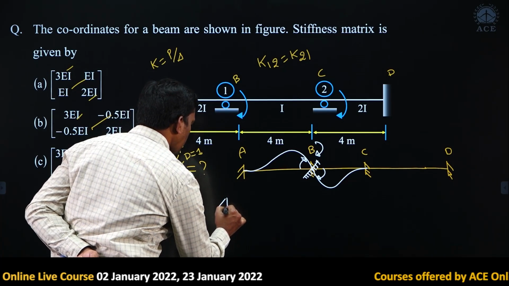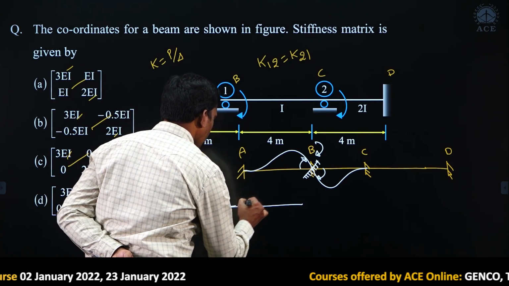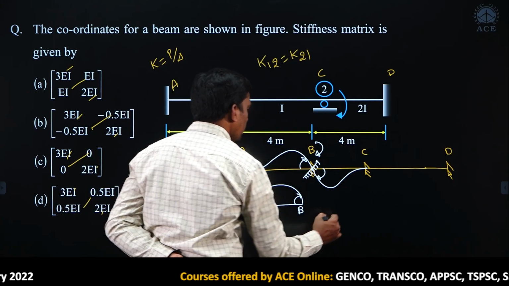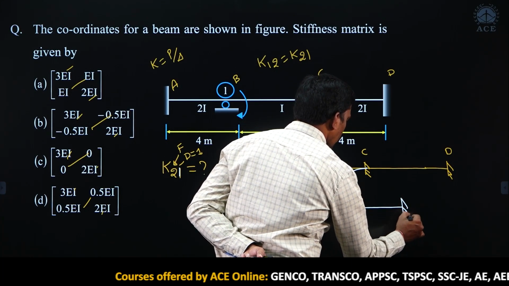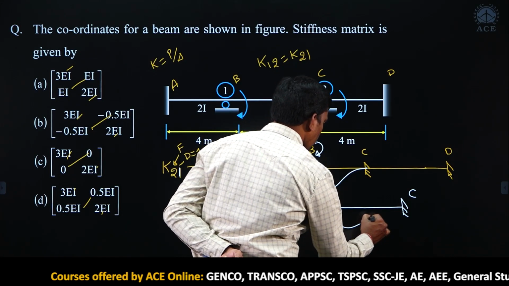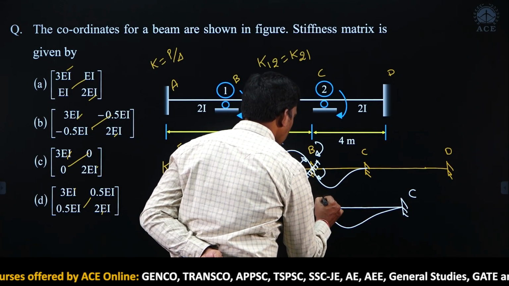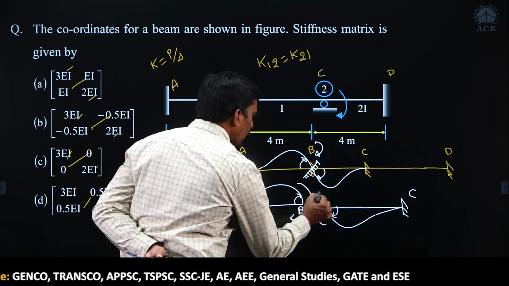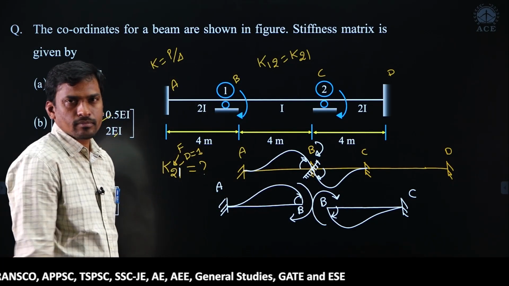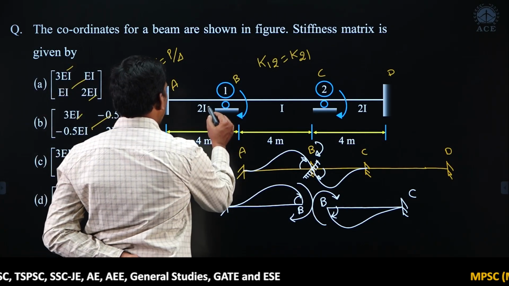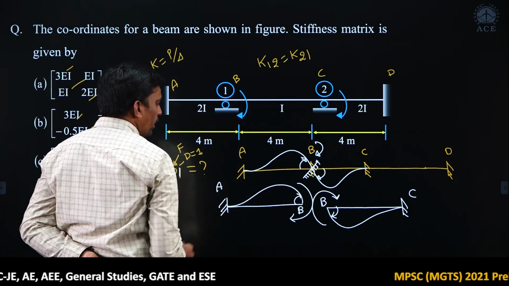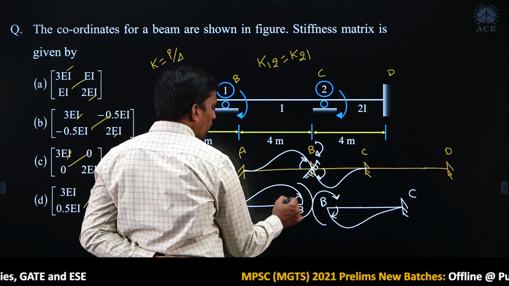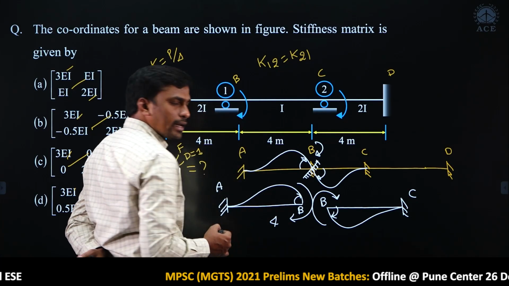Just I will draw the separate diagram. So, this is A, this is B, so this is C, yes, clockwise, okay, rotation at B is clockwise. So, if I apply clockwise moment, then only it will rotate in clockwise direction, okay. Tell me, for member AB given 2I and 4 meter, far end is fixed support, how much moment is required to get the unit rotation? 4EI by L, okay.